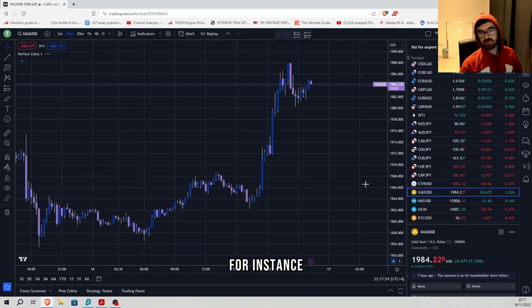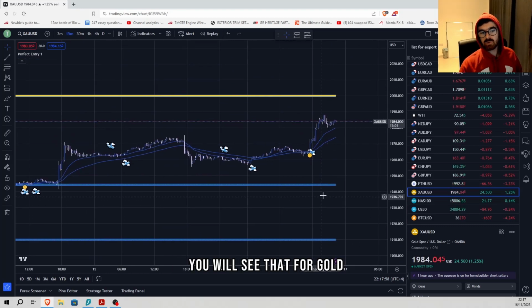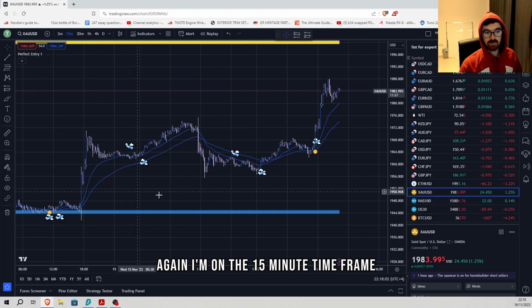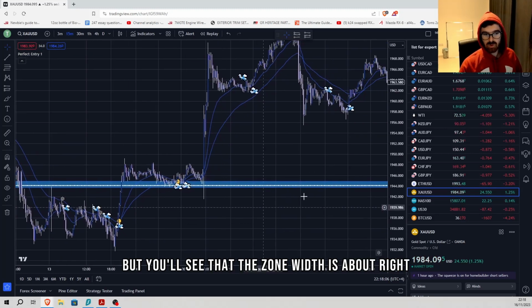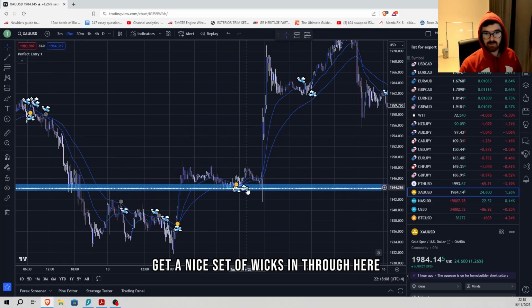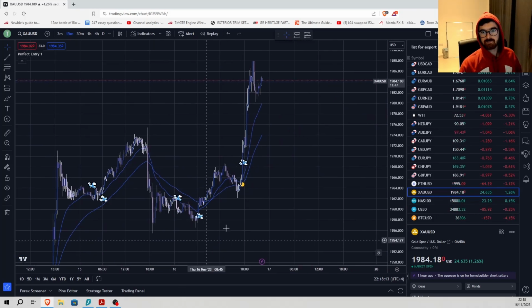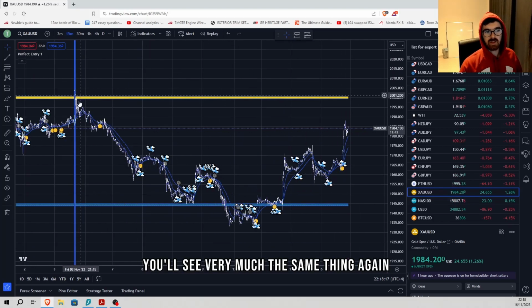If we look at gold, for instance, you're going to see that that zone is going to be a little bit wider. You will see that for gold, my mini fib is still quite large. Again, I'm on the 15-minute time frame, but you'll see that the zone width is about right. You get a nice set of wicks in through here. You've got this wick that just goes up and taps it, and so does this one. And when it gets to the next line, you'll see very much the same thing again, just up and into it.